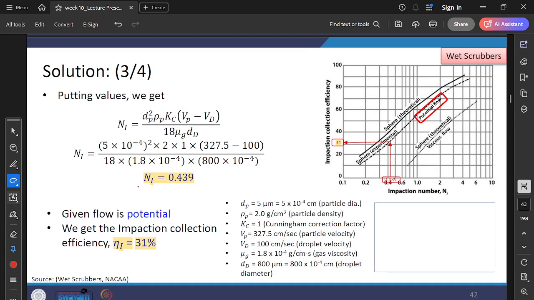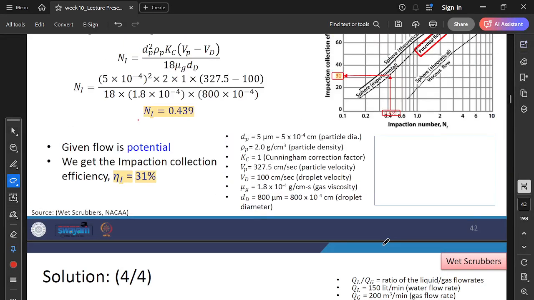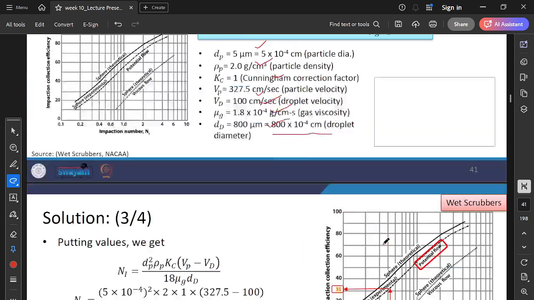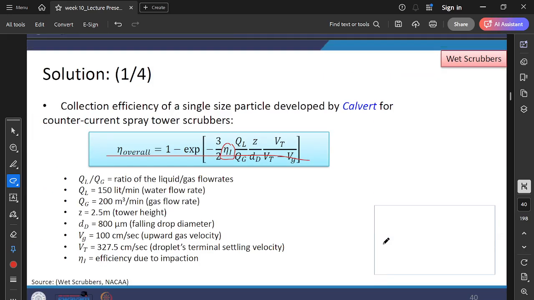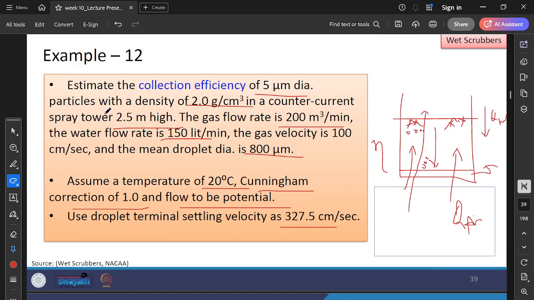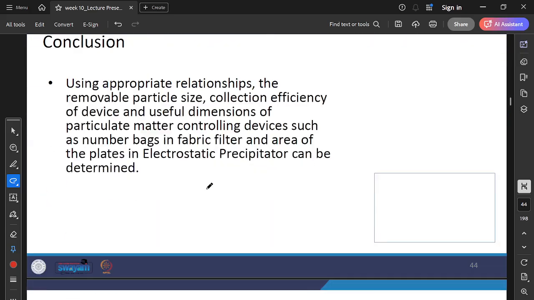Ni value is 0.439. So if it is 0.439, I will get the impact efficiency eta I. So if I substitute that as eta I in the overall formula, I will get 79.2 as the collection efficiency of the given spray level of height. Height is also given, right? Yeah, 2.5 meter height tower. Yes. Hope you got it.